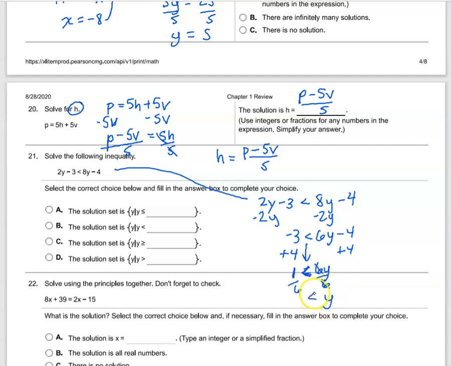So y is greater than 1/6, or I could write it this way, these two things mean the same thing. The arrow's pointing to the 1/6 on both of them. So the one that we would mark is D.